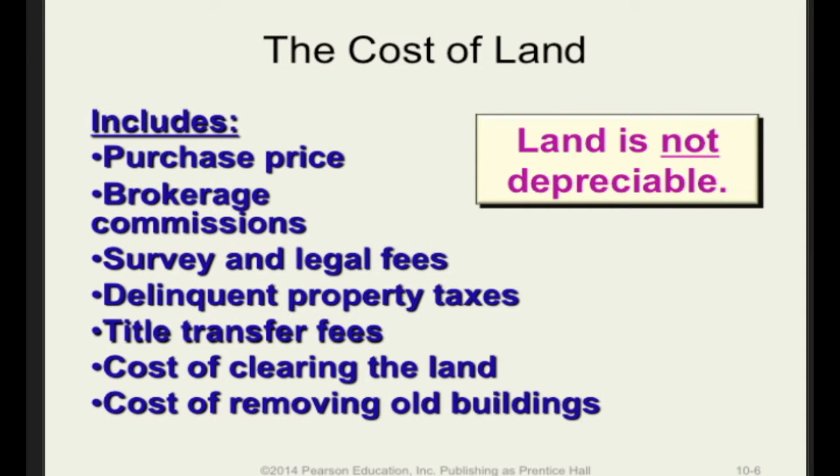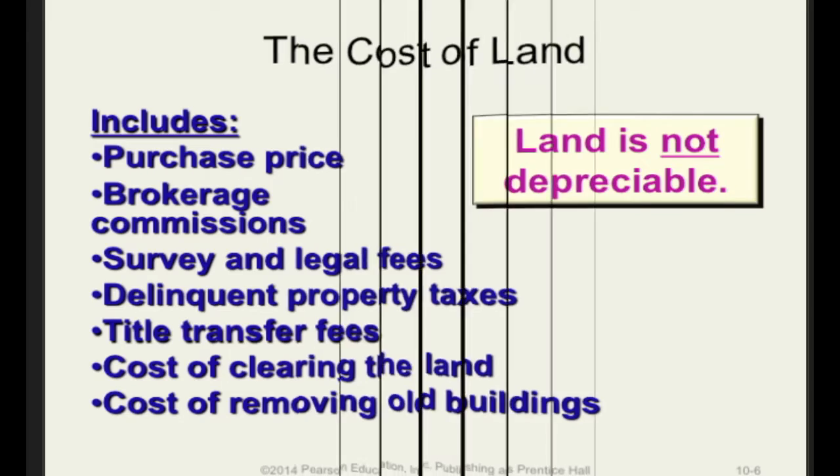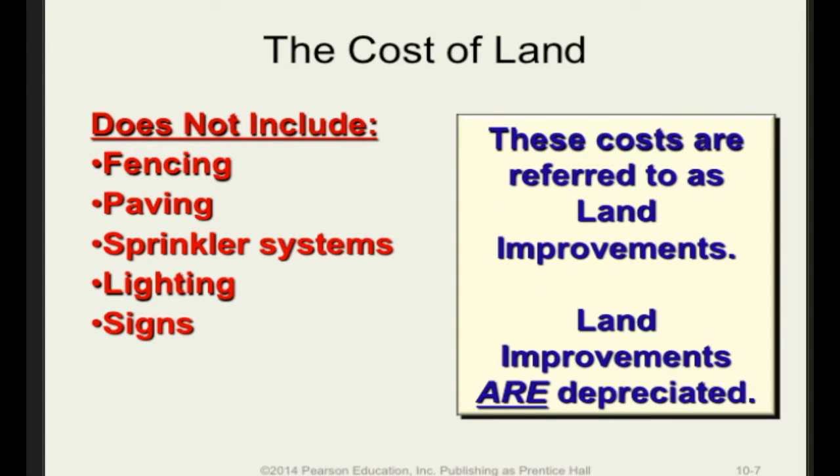The cost of land includes the purchase price, brokerage commissions, survey and legal fees, delinquent property taxes, title transfer fees, the cost of clearing the land, and the cost of removing old buildings from the land. Land is a unique kind of plant asset that is never depreciated. The cost of land does not include fencing, paving, sprinkler systems, lighting, signs, and other improvements to the land such as landscaping. These costs are collectively referred to as land improvements. These costs are separately identified from the land itself, and they are depreciated.